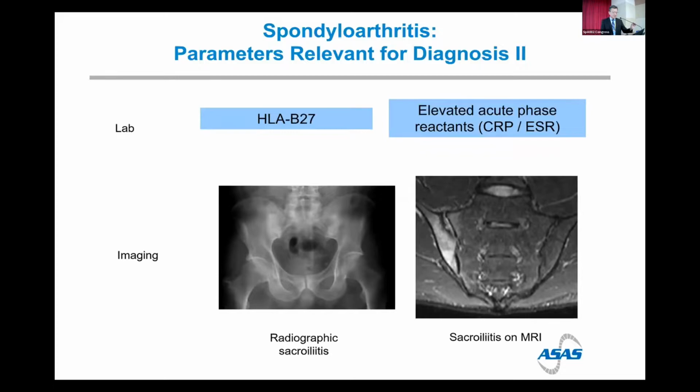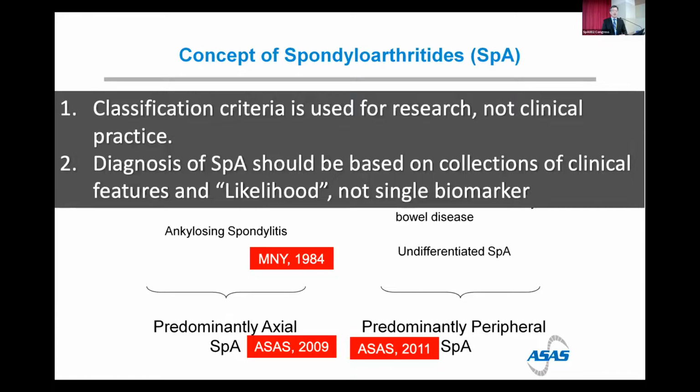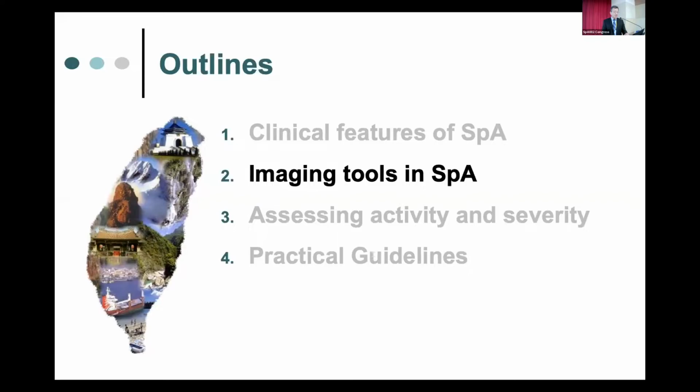So the summary slide of this part is that we have a concept of a spectrum of disease, but we practically divide only two categories, that is axial or peripheral SpA, and each has different classification criteria for clinical use. You can see modified New York for AS, ASAS 2009 for axial SpA, and we also have peripheral SpA 2011. But the bottom line is that those classification criteria are only used for clinical research, not for clinical diagnosis. And the clinical diagnosis of SpA should be based on collection of clinical features and a concept of likelihood, not a single biomarker. The second part is the imaging tool, which is most important in most rheumatic diseases, especially in SpA.